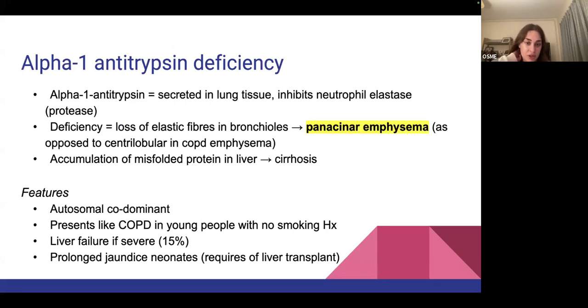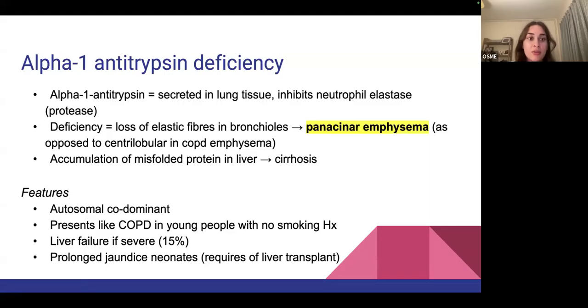Alpha-1 antitrypsin deficiency. So this is because there is a deficit in alpha-1 antitrypsin, which is a protease that breaks things down. And in alpha-1 antitrypsin deficiency, you'll get this loss of elastic fibers, which causes this pan-acinar emphysema compared to the COPD emphysema, which is centrolobular. And alongside respiratory symptoms, they'll often have liver defects. So they'll start getting cirrhosis despite not drinking lots of alcohol.